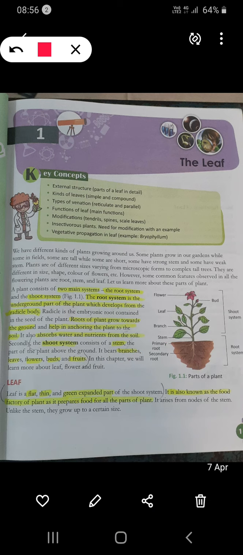First of all, we know that leaf is a flat, thin and green expanded part of a plant. We also say it as the food factory. It is called food factory of a plant. Why it is called food factory? Because leaf is a part of plant which prepares food for all other parts of plant. As at our home, in the kitchen part we prepare food, so we can say leaf as the kitchen part of a plant, or we can say it as food factory. Okay students?